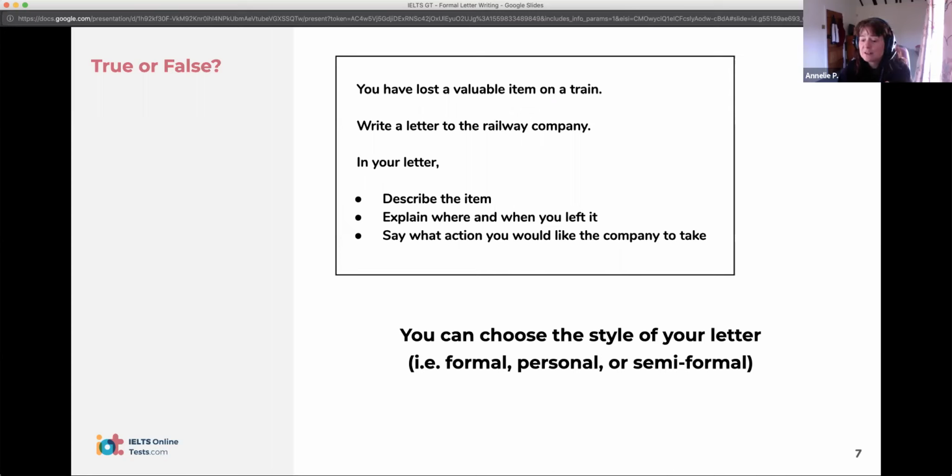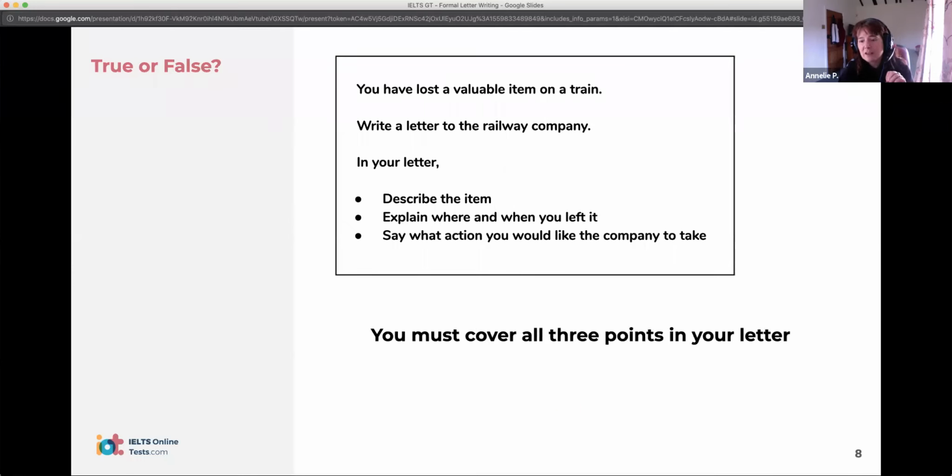The style of letter is up to you. It's your choice. Again, that is false. You must write the style of letter which fits the task that you are given. Yes, very good. It depends on the receiver. It depends on the situation. We'll look at some examples in a moment, but it's certainly not up to you to decide what kind of letter it is.